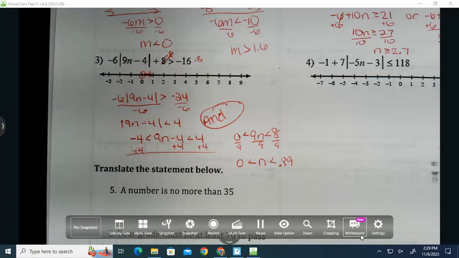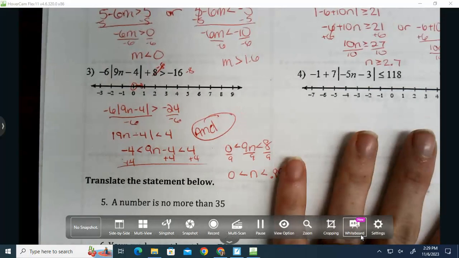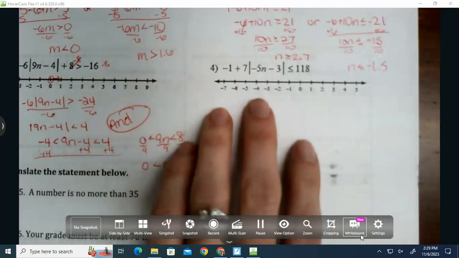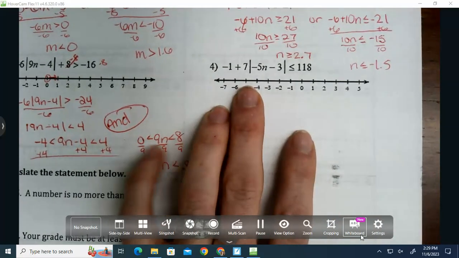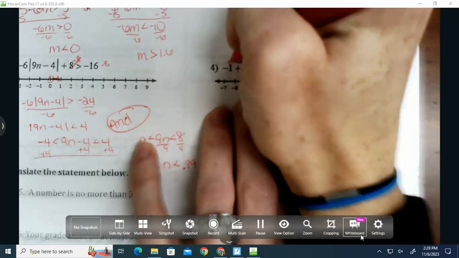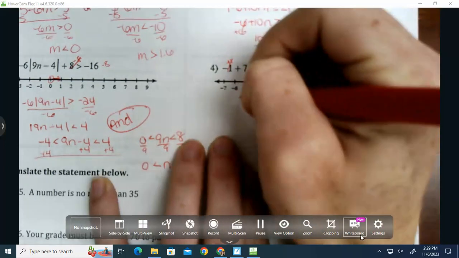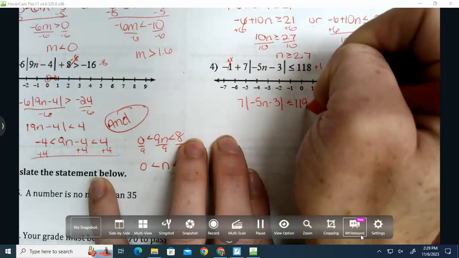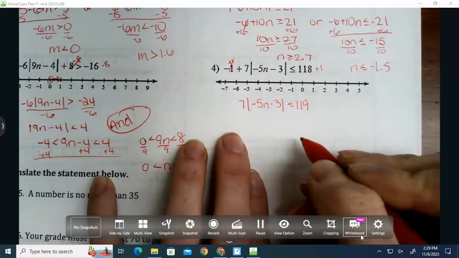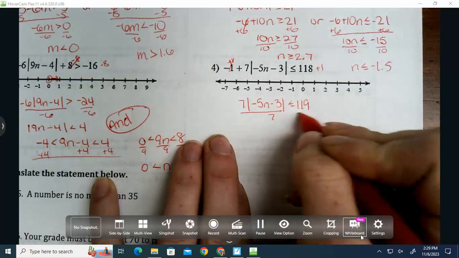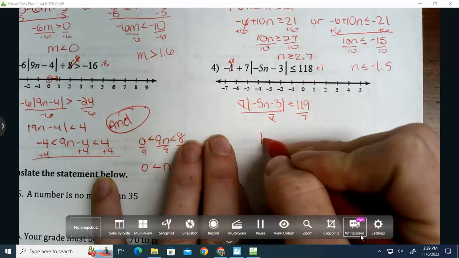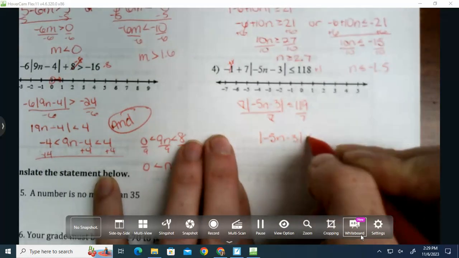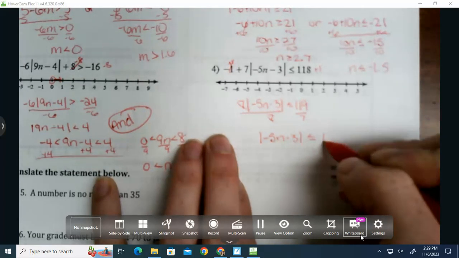I put this one on here. It was a little more challenging. And we've had some problems with these, knowing what the first thing we had to do was. So if I'm trying to get my absolute value by itself, where do we start? Plus 1. Okay, then it's multiplied with 7, so we divide by 7. Since that's a positive, we're not flipping our inequality. And that gives us 17.